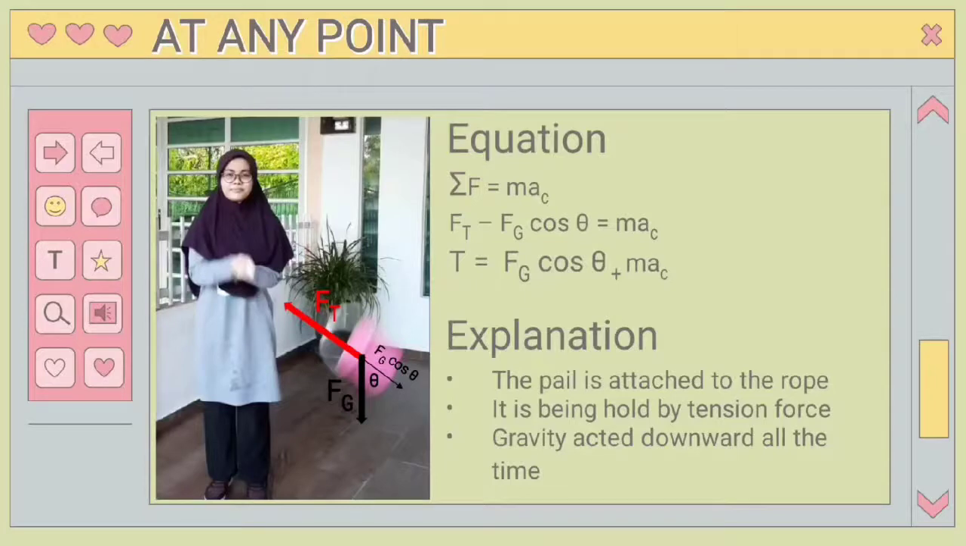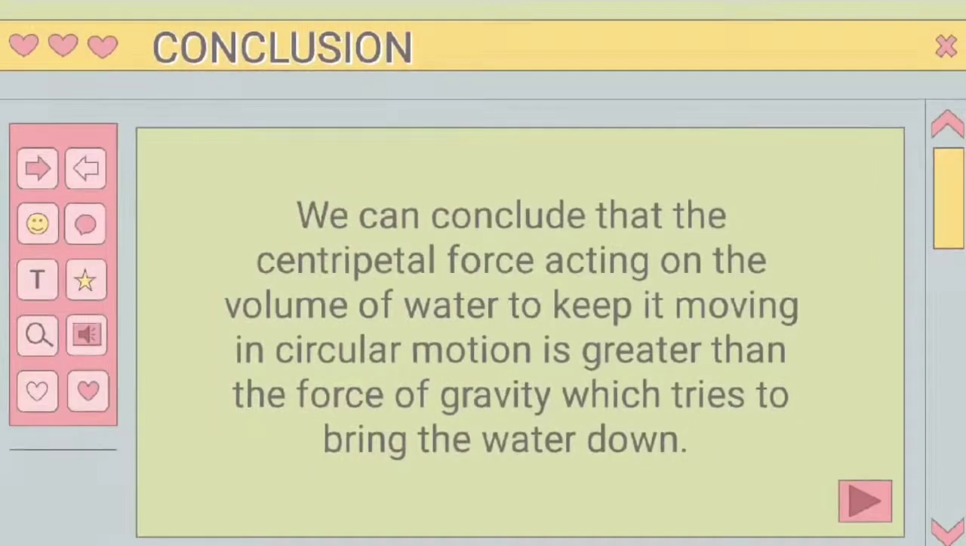The explanation if the pail is at any point: first, the pail is attached to the rope. Second, it is being held by tension force. And lastly, gravity acts downward all the time. For the conclusion, the centripetal force acting on the volume of water to keep it moving in circular motion is greater than the force of gravity, which tries to bring the water down.